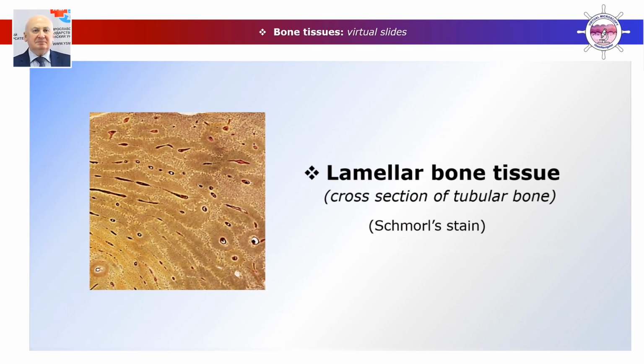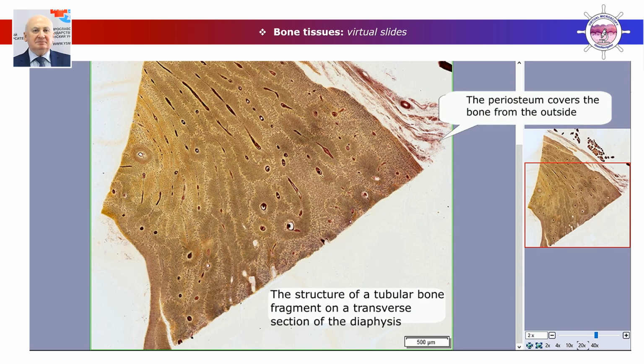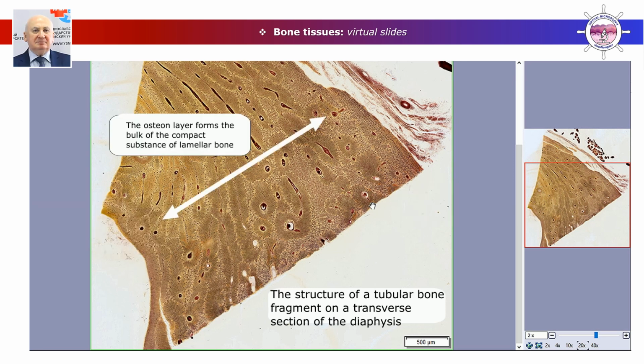Lamellar bone tissue, cross-section of tubular bone. The structure of a tubular bone fragment on a transverse section of the diaphysis. The periosteum covers the bone from the outside. A layer of external circumferential lamellae covers the outer surface of the bone. The layer of internal circumferential lamellae is located on the border with the bone marrow cavity. The osteon layer forms the bulk of the compact substance of lamellar bone.